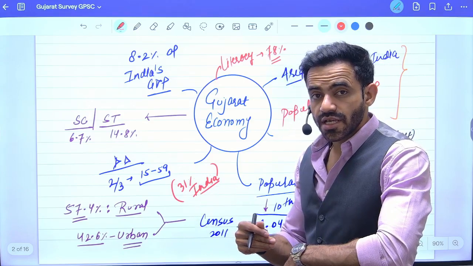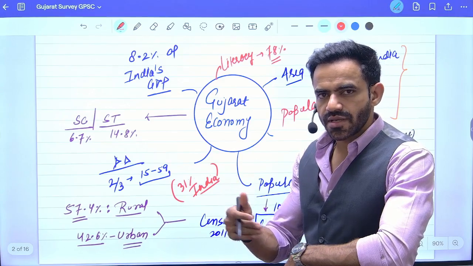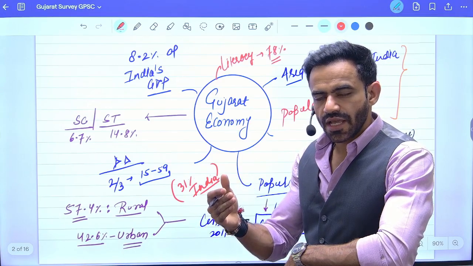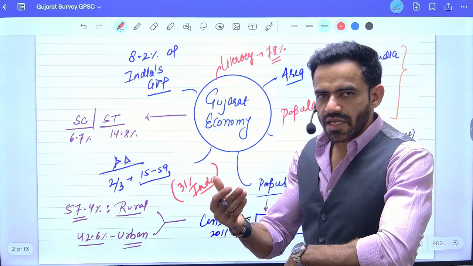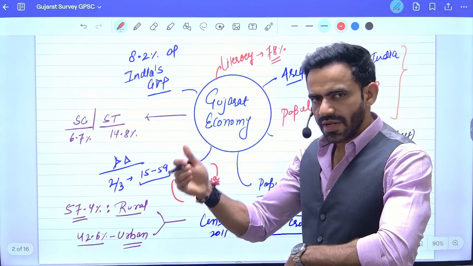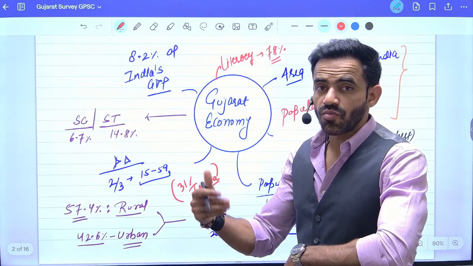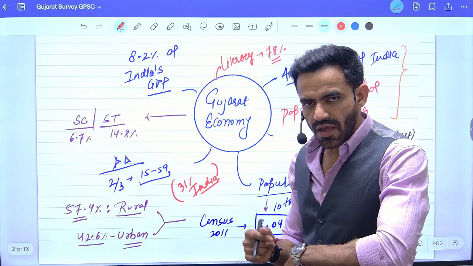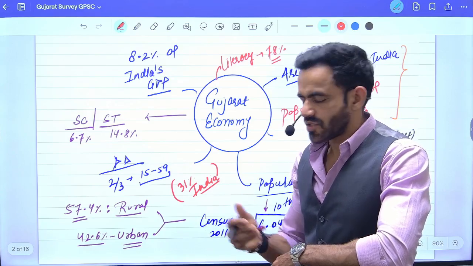The reason is more industrialization in Gujarat. See, urbanization is a byproduct of industrialization. If there will be more industry, there will be more urban areas. Why so? Because if there is industry, people will go there to work. That will lead to more and more urban areas. So that is the impact of urbanization and industrialization.